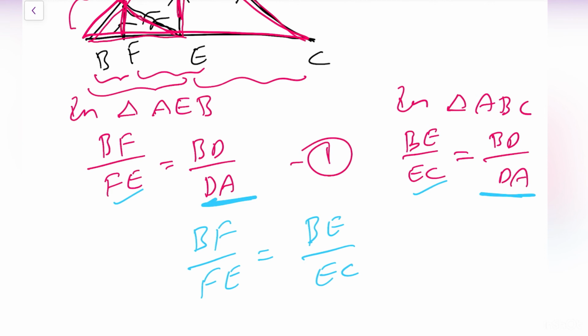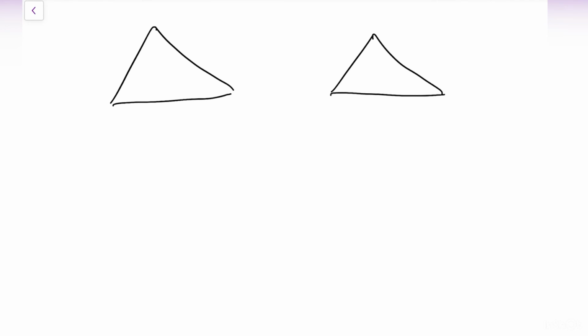Next, one more type of question. We have two similar triangles. The perimeter of the first triangle is 30 centimeters and the perimeter of the second triangle is 20 centimeters. And one side of the first triangle is 12 centimeters. Then find the corresponding side of the second triangle.